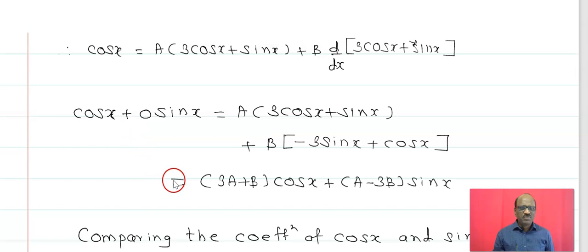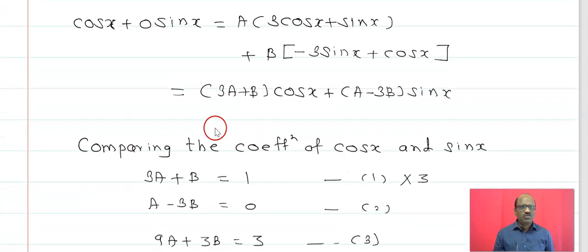Now we will compare the LHS and the RHS. The coefficient of cos x on the LHS is 1, and the coefficient of cos x on the RHS is 3a plus b. Therefore, 3a plus b is equal to 1. What about the coefficient of sin x on the left hand side? It is 0. And on the right hand side, the coefficient of sin x is a minus 3b. Therefore, a minus 3b is equal to 0. These are equations number 1 and 2.